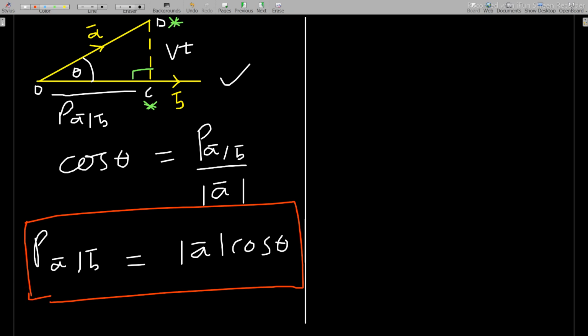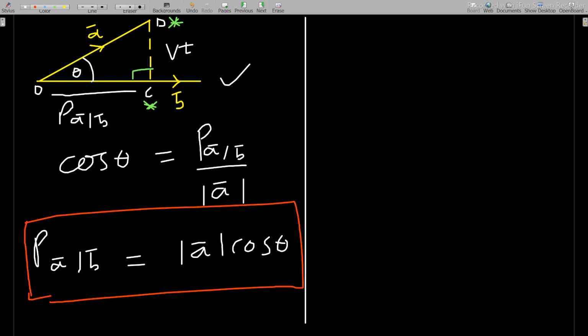Now, if you're supposed to find projection of B onto A rather than that one, you have to change the diagram. Projection of B onto A will be equal to magnitude of B cos of theta. You pass through the same process. That's B onto A, but here we are dealing with A onto B, so let's stick to one of them, and I hope you'll be able to do the other.